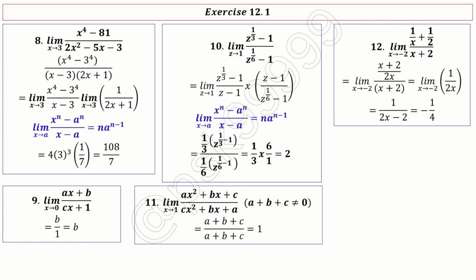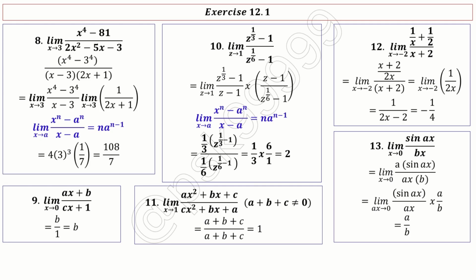Limit x tends to −2, (1/x + 1/2) divided by (x + 2). If I put −2, the denominator will become 0. So what I will do is first simplify the numerator. 1/x + 1/2 is nothing but (x + 2) by 2x. Now I can cancel (x + 2) in both numerator and denominator. I am left with limit x tends to −2, 1 by 2x. So this is nothing but −1/4.